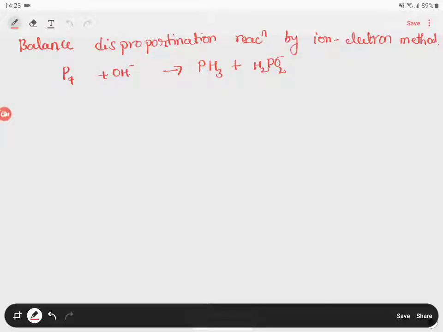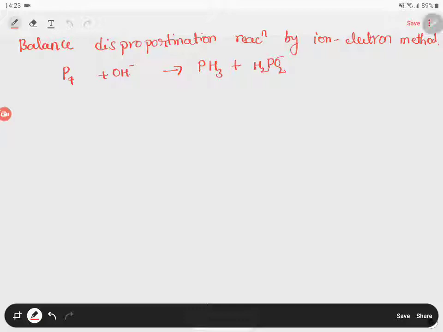Dear students, let us learn how to balance a disproportionation reaction by the ion electron method. If it is a normal reaction where one element is undergoing oxidation and another reduction, it is easy for us to separate the reaction and balance them by the ion electron method. But if it is a disproportionation reaction, what are the steps to be followed?